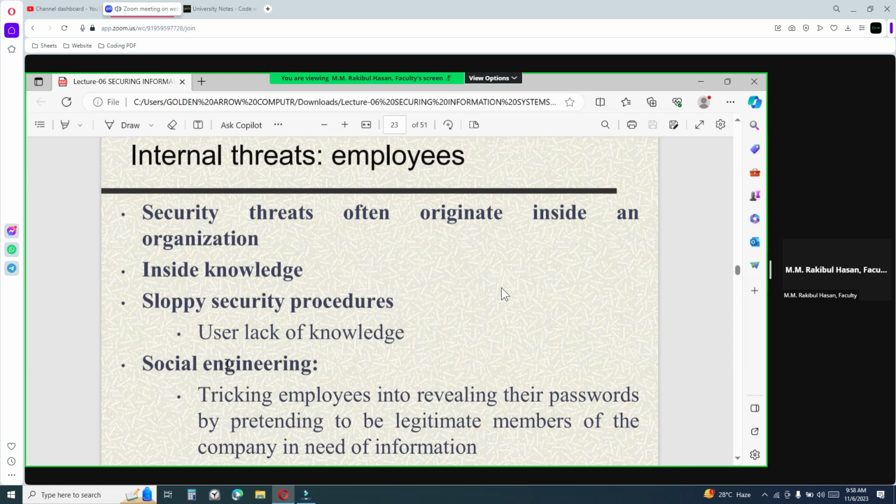But actually, the most vulnerable point of your information system is nothing but your internal employees. They have access to the system. If any employee becomes dissatisfied, he or she may compromise your confidential information to a rival company. Or sometimes, with their subconscious mind, not intentionally, they may create problems. That is the problem.